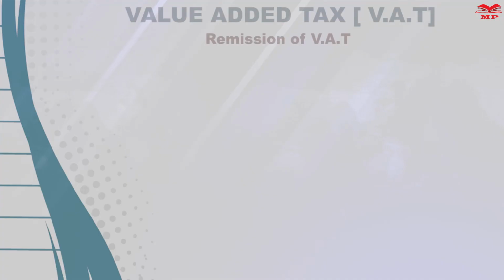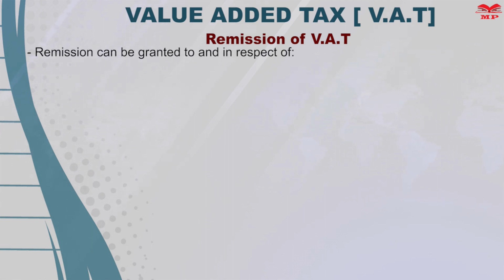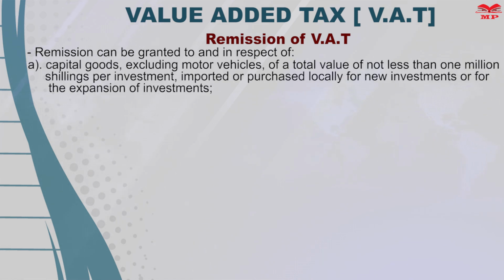So we're going to read from the Act circumstances under which the commissioner remits or waives, either in partial or in full, the tax that is due from a taxpayer. Remission can be granted to and in respect of, we are reading from the Act, A, capital goods excluding motor vehicles of a total value of not less than 1 million shillings per investment, imported or purchased locally for new investments or for the expansion of investments.